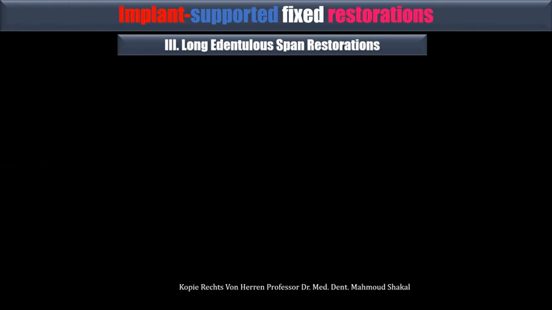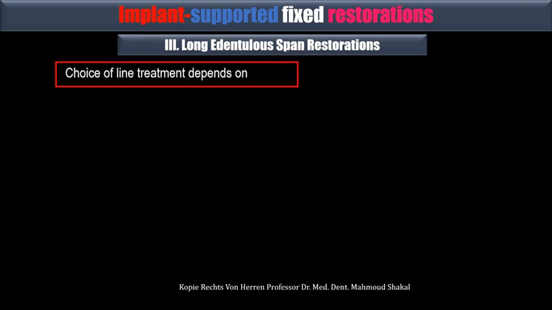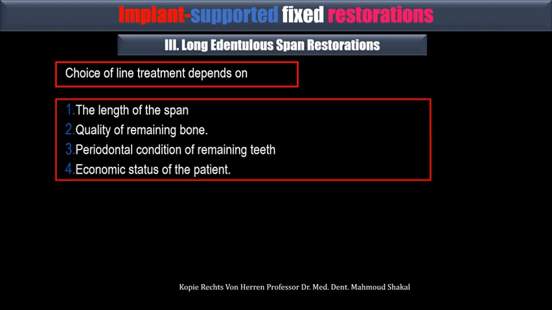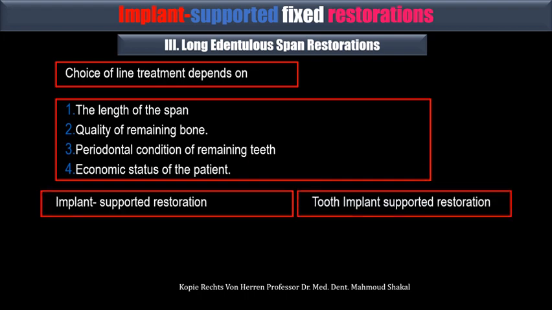Sometimes patients have a long edentulous span with improper distribution of abutments, or the abutments are not good enough to support a long fixed prosthesis. So the choice of line of treatment depends on the length of the span, quality of the remaining bone, periodontal condition of the remaining teeth, and economic status of the patient. It could be restored by implant-supported restoration or tooth-implant-supported restoration.